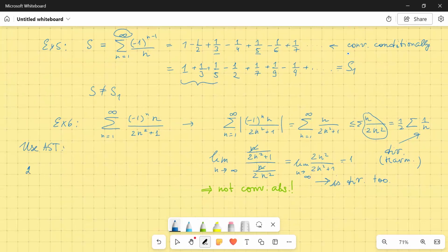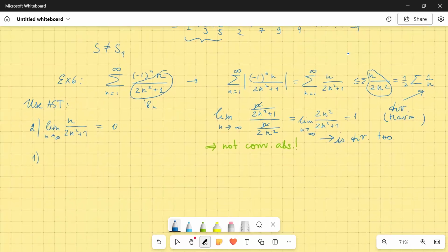So number 2, limit of n over 2n squared plus 1. Remember that when you deal with alternating series, your bn is just everything without the minus 1. And kind of obvious, if you divide by n over here, that the limit is equal to 0, right? We have 1 over here, and here is going to be 2n. Number 1, we'll need to show that it's decreasing.